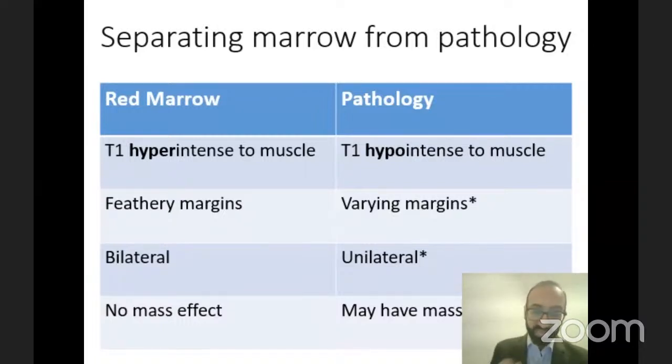Red marrow can also be endosteal. That means it can extend along the diaphysis of the long bone, just hugging the cortex. Whereas pathology is T1 hypointense to muscle, so that means that the marrow fat has been either replaced or eaten away. Its margins are not particularly feathery, they can be very varied, and it can be bilateral as well. I guess it's a pitfall, but frequently we're looking for something unilateral, and it has mass effect.